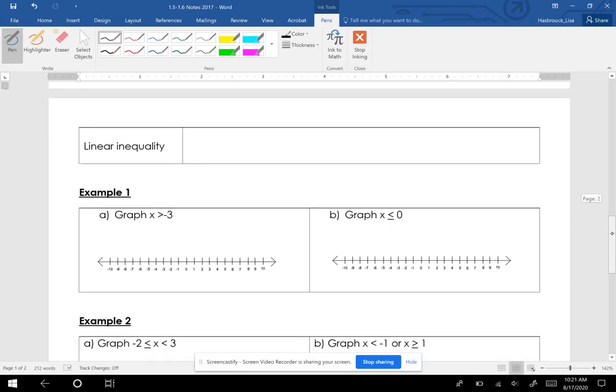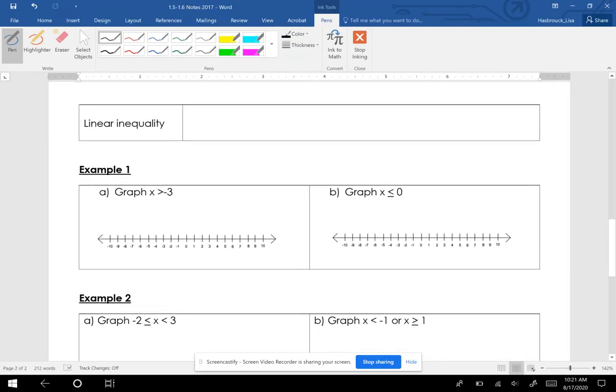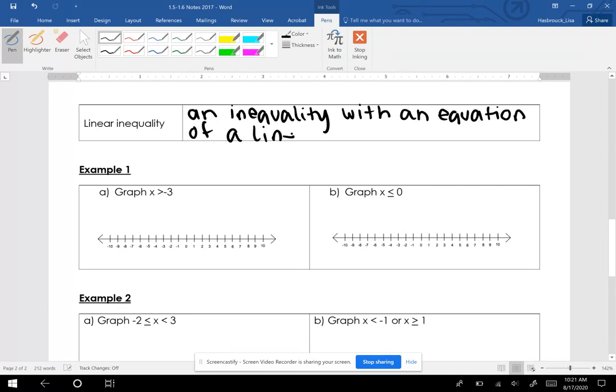So next on the notes, we're going to go over linear inequalities. A linear inequality is an inequality with an equation of a line. So recall, an inequality has what you would know as alligator mouths from your younger years of school, which look like this. So it's essentially like an equation of a line, but instead of an equal sign, it has one of these symbols. So we're going to take a look at these and how to graph them on a number line today.